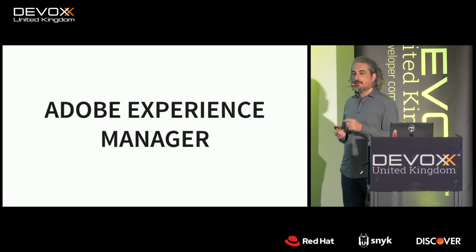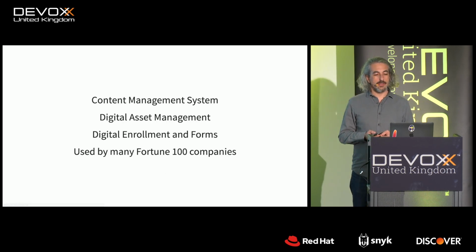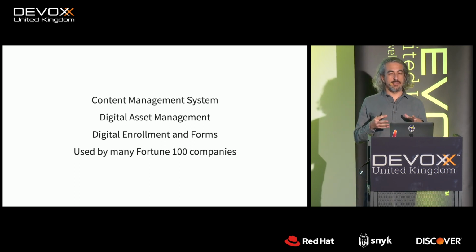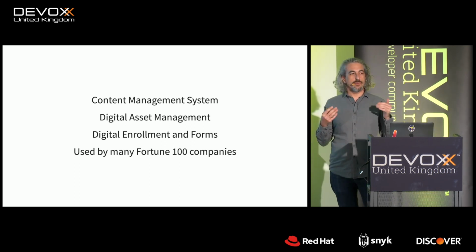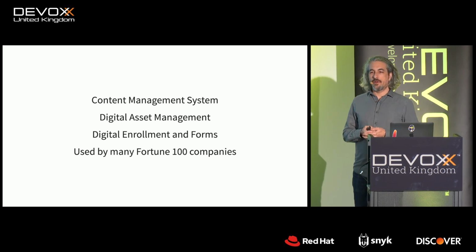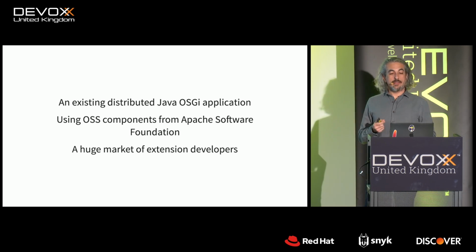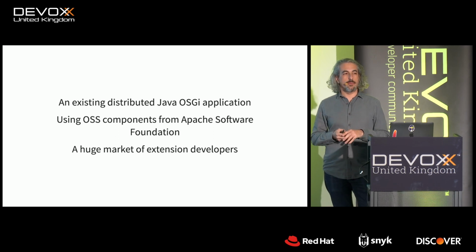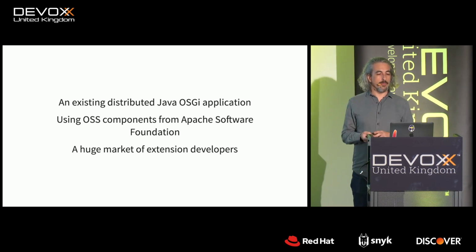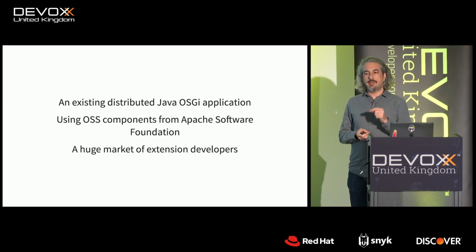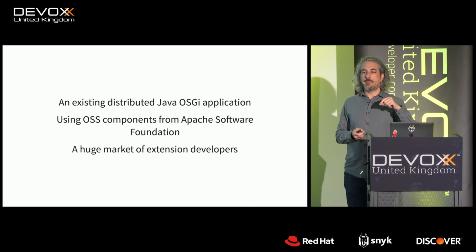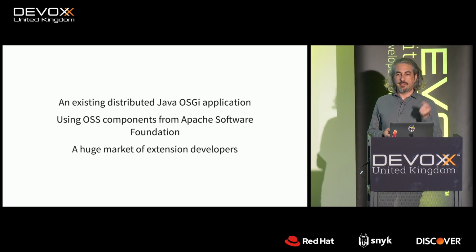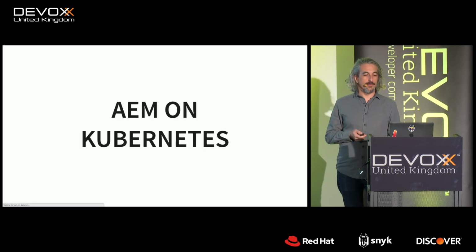And some short introduction about Adobe Experience Manager. It's a content management system with digital assets, digital enrollment forms. And it's not widely known, but it's used for a lot of big enterprises out there. On the technical side, it's a distributed Java OSGi application that uses a lot of open source components from the Apache Software Foundation and other places. And one interesting point is that it allows developers to write code for AEM. So this is going to be interesting later.